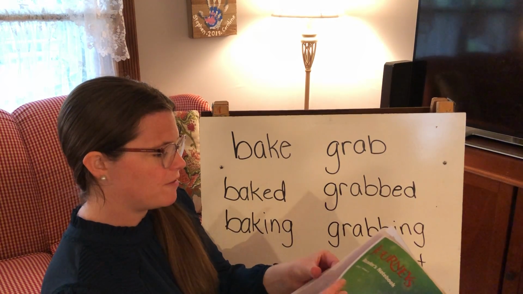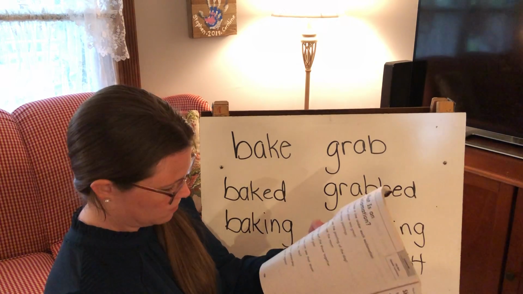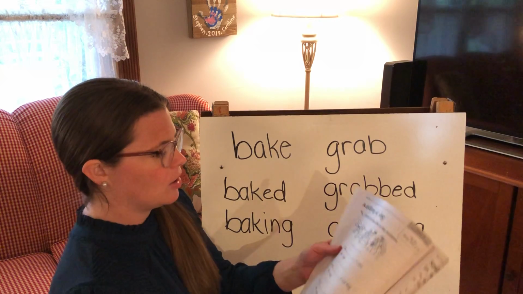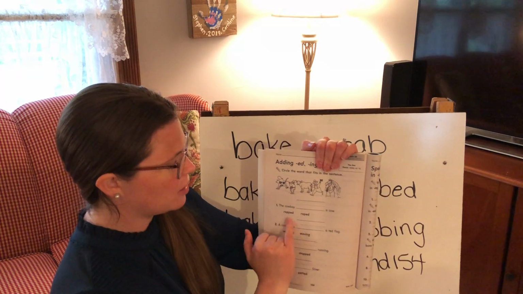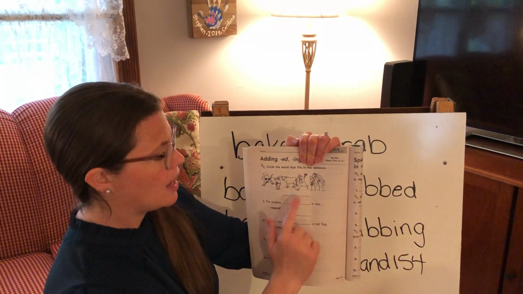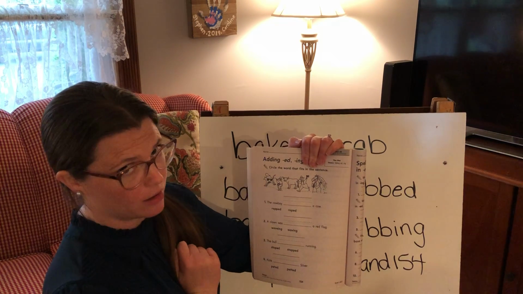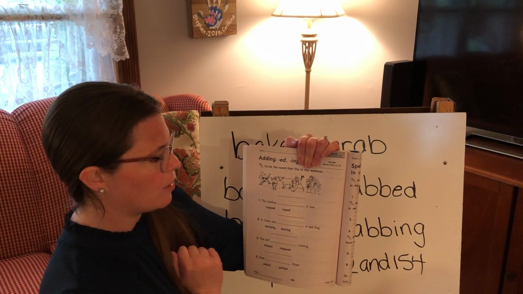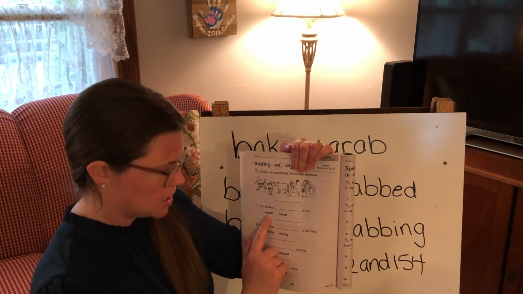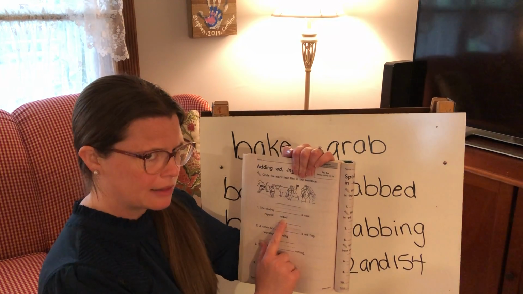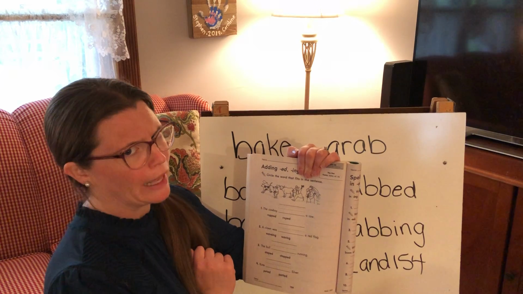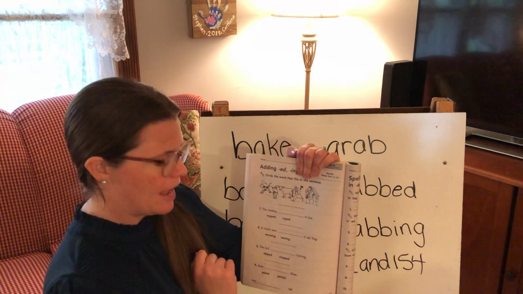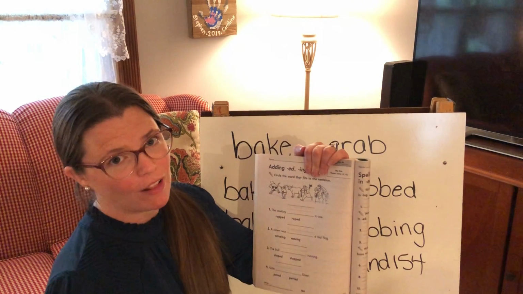On page 154, you are going to pick the word that's correct and write it in the blank, okay? So it says the cowboy blank a cow. So is it ropped or roped? Which one makes more sense? Roped, right? So you're gonna put that in the blank, and you're gonna do that for all of these.